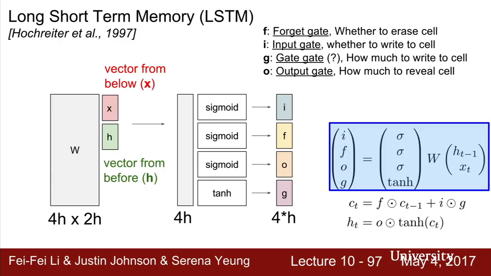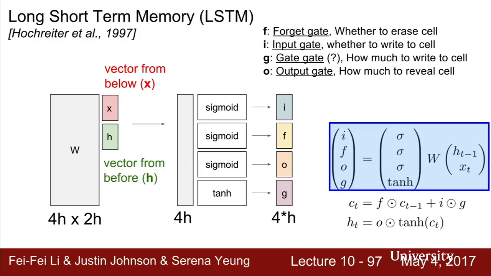So I is the input gate. It says how much do we want to input into our cell. F is the forget gate: how much do we want to forget the cell memory from the previous time step? O is the output gate, which is how much do we want to reveal our cell to the outside world. And G doesn't really have a nice name, so I usually call it the gate. It tells us how much do we want to write into our input cell.